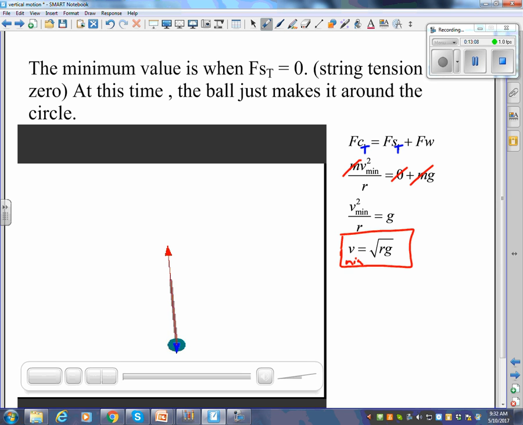Let's call that v min. V min is equal to the square root of r times g. That's how fast the dude had to be going in the stunt car to make it all the way around. And if you actually went back and you look at the video, you can actually see that's what that professor was working out. You can see that formula.